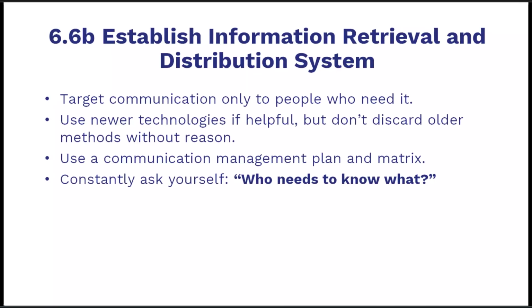6.6b. Establish information retrieval and distribution system. Create a clear pipeline for collecting, storing, and sharing project information. Target only those who need it. Adopt new tools when they truly help. Keep proven methods when they work.